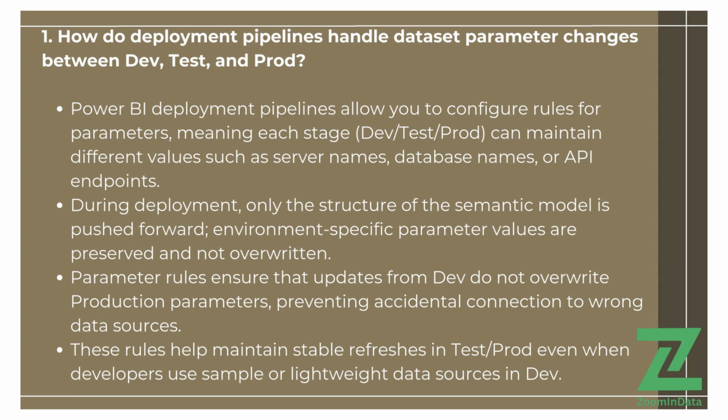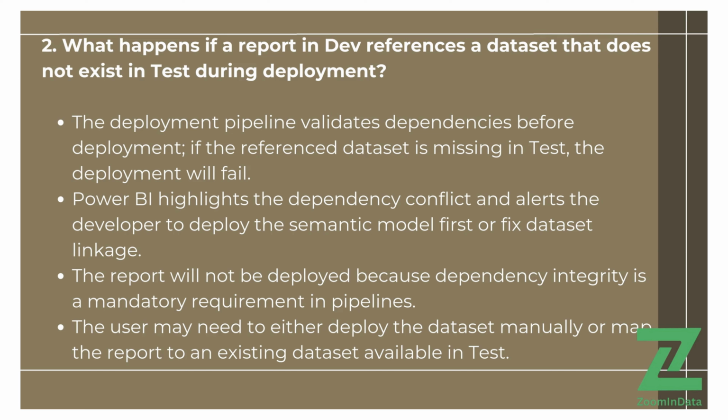Second question: what happens if a report in dev references a dataset that does not exist in test during deployment? The deployment pipeline validates dependencies before deployment. If the reference dataset is missing in test, the deployment will fail.